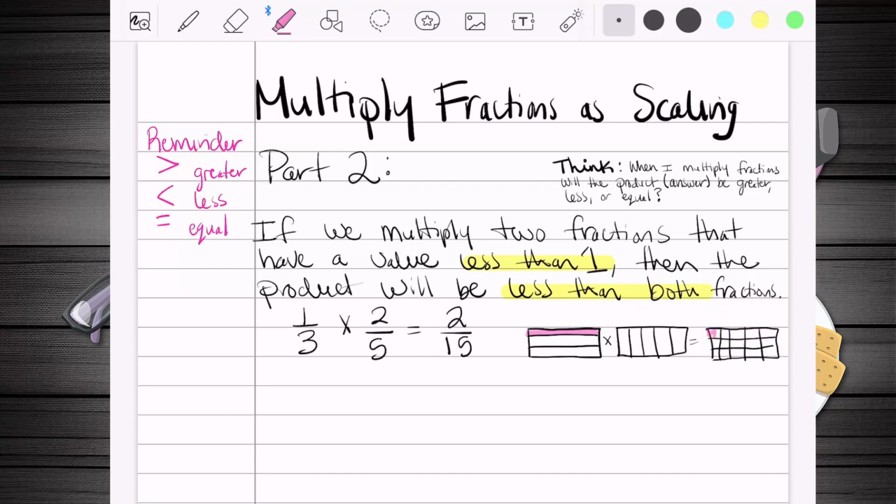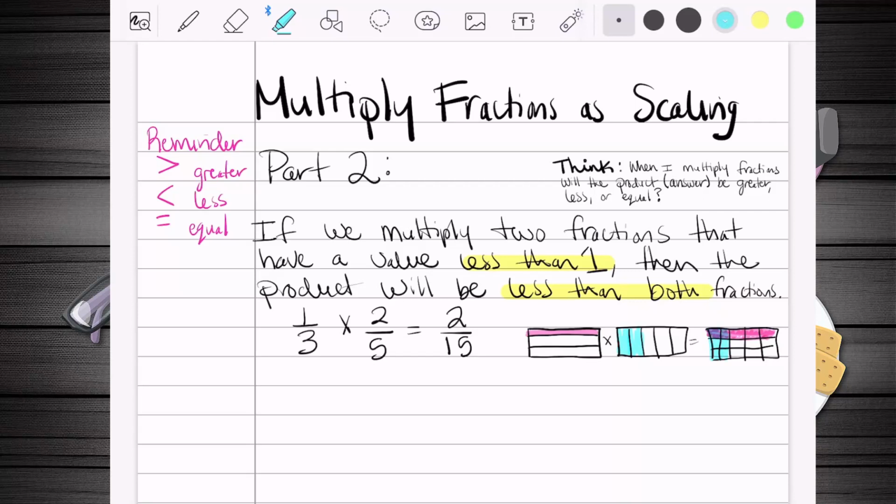Sometimes it does auto shape when I hold the pen down for too long. I'm not sure why it thought that was an oval. Okay, so I've shaded 1/3 in both the factor and the answer. And now I'm going to shade 2/5. And then I'll shade 2/5 in the answer.